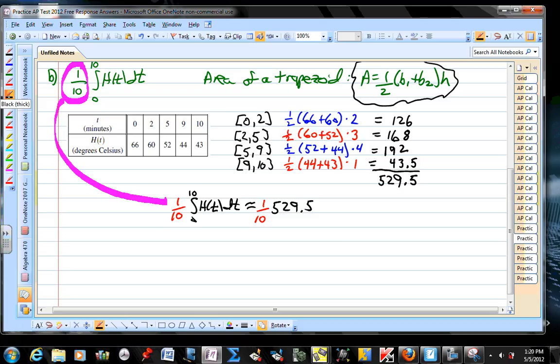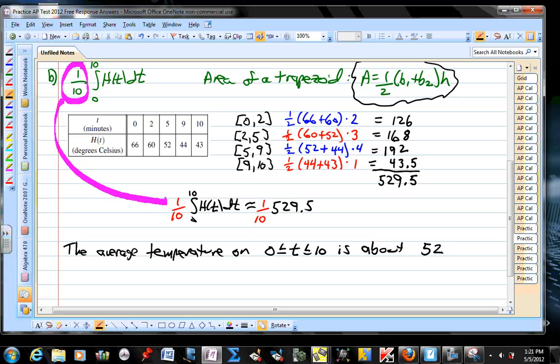And we're going to find that the average value of this temperature function, or the average temperature, from 0 to 10 is about, divided by 10, that's going to be 52.95 degrees Celsius.